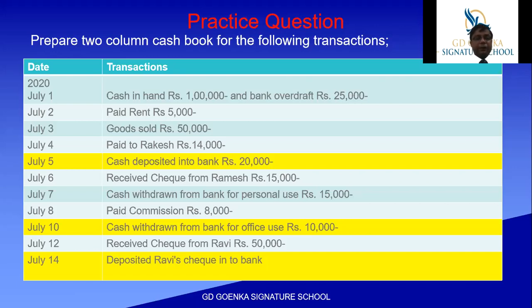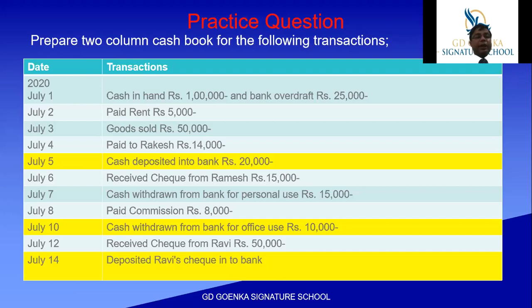So the July 5 entry is a contra entry because here cash is being deposited into the bank. So one part is cash and another part is bank. Whereas in the July 10 transaction, we did the opposite of it. That's why it is also a contra entry. Now, the July 6 transaction is that we received a check from Ramesh. Nothing else is mentioned, so we assume this check received from Ramesh is deposited into the bank on the same date itself.